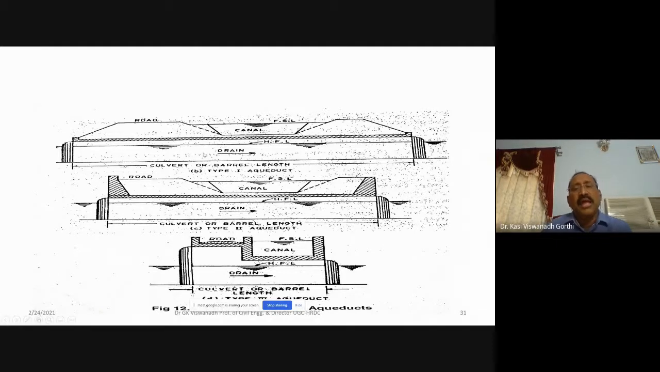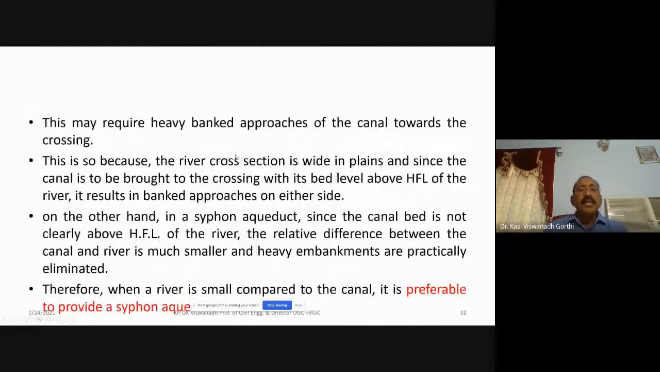So this is how the aqueduct would be provided. This may require heavy banked approaches on the canals towards the crossing. This is so because the river cross section is wide in plains, and since the canal is to be brought to the crossing with its bed level above the high flood level, this results in banked approaches on either side. On the other hand, in a siphon aqueduct, since the canal bed is not clearly above the high flood level of the river, the relative difference between the canal and the river is much smaller, and heavy embankments are practically eliminated. Therefore, when a river is small compared to the canal, it is preferable to provide the siphon aqueduct.